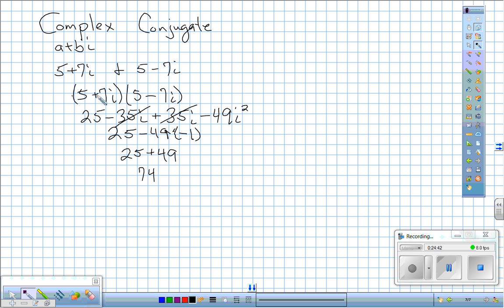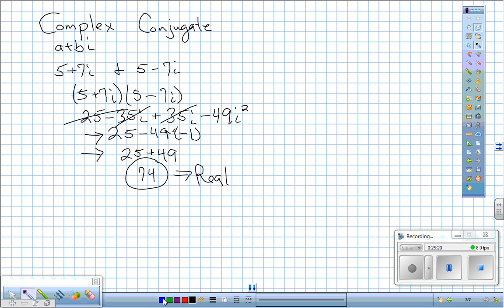Really, as soon as you see a plus and a minus with the same numbers, you can pretty much skip this step. You can go right to one of these two steps and just add them up. But make sure you square them and do that piece of it first. Another note: anytime I multiply two complex numbers, even two imaginary numbers, I will always get a real number. So I should never see an i squared in my answer, because this is a real number.